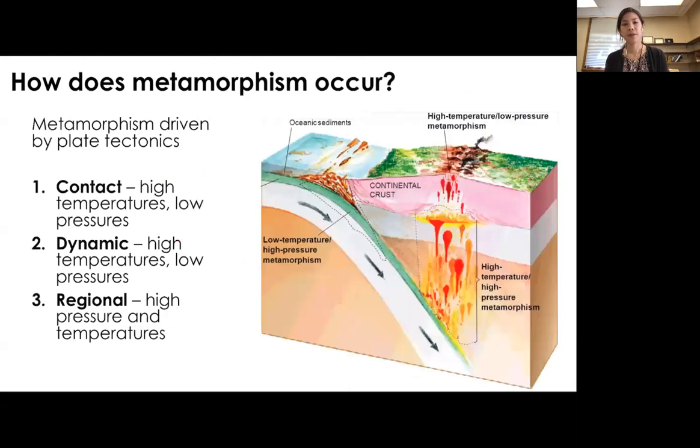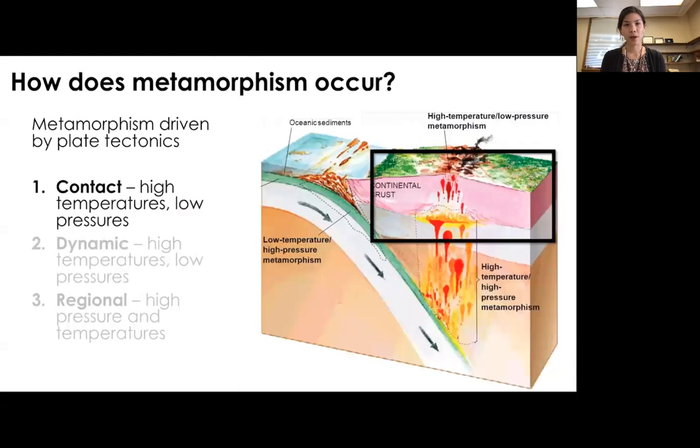So how does this metamorphism actually occur? At the very beginning, we briefly went over a few different mechanisms for metamorphism. However, they can be grouped more broadly into three types: contact, dynamic, and regional. So this contact metamorphism is going to involve high temperatures but low pressures. Dynamic will be high temperatures but low pressures. And then regional will be high pressures and temperatures. So regional has both of them being fairly high.